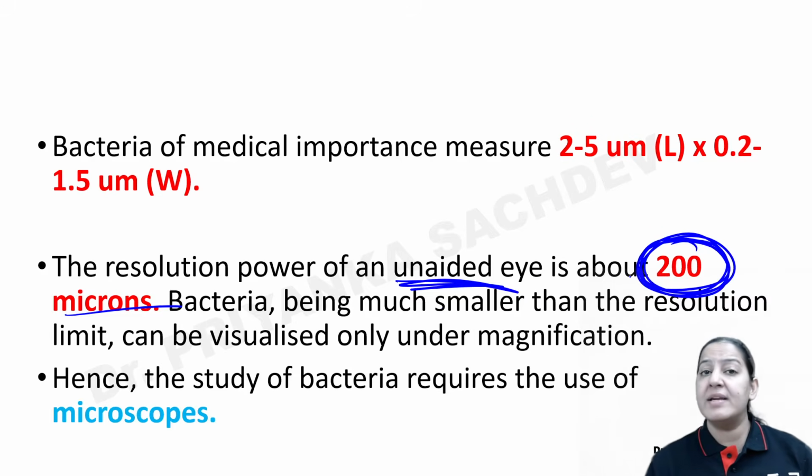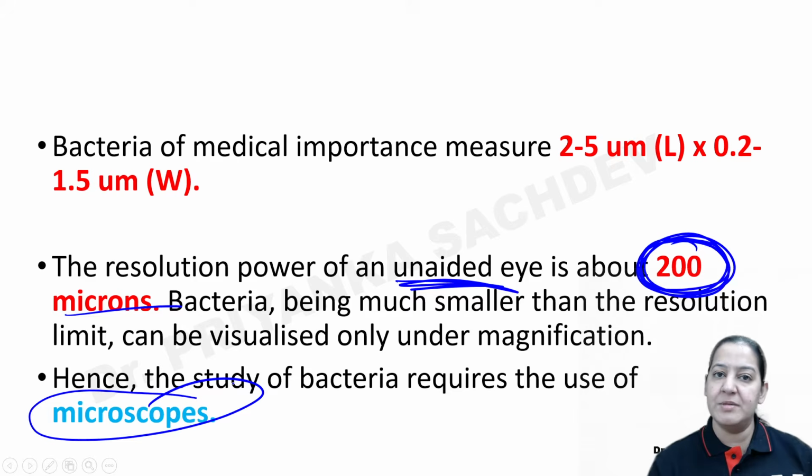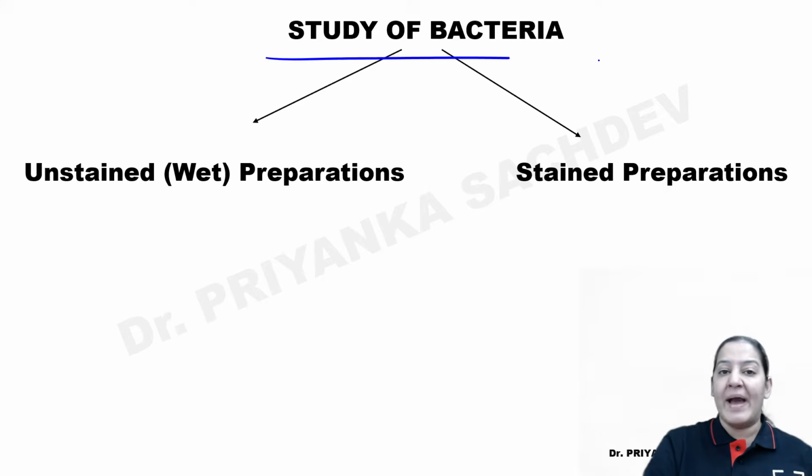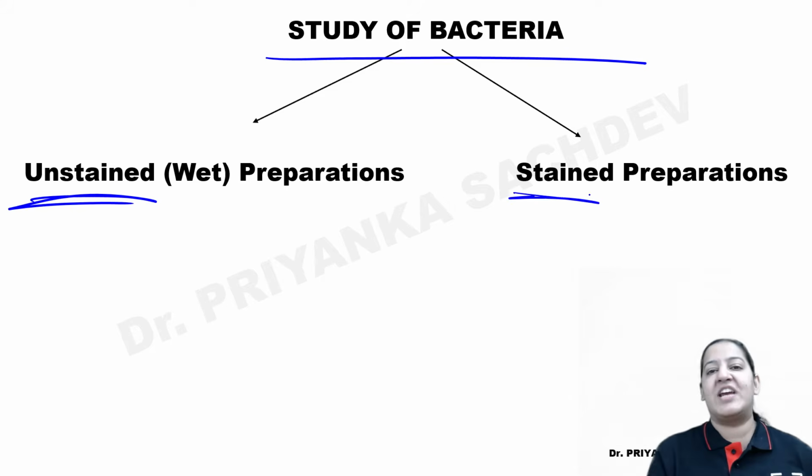So that's why we require an instrument, that is a microscope. Without microscopes, bacteria are not visible, because the size is in micrometer. The length is 2 to 5 micrometer and the width is 0.2 to 1.5 micrometer. For the study of bacteria, 2 types of preparation are possible: one is unstained preparation, one is stained preparation.